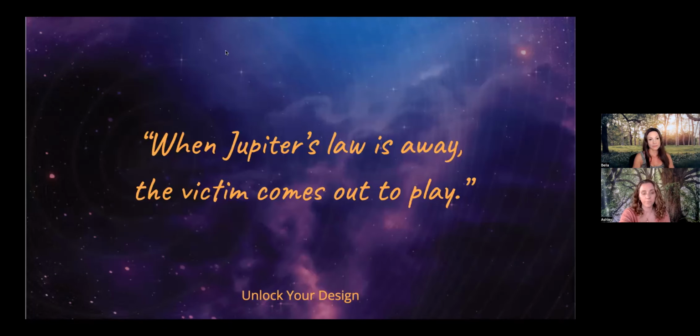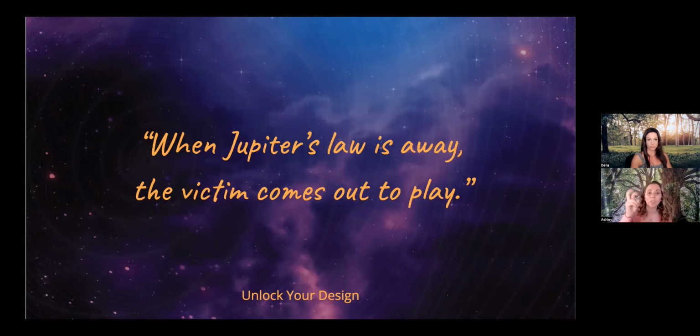Yeah, and this says when Jupiter's law is away, the victim comes out into play. This is only the case if you are feeling like, just like Mercury retrograde, if we are blaming something outside of us, we're not taking responsibility. And so the victim can come out. And if you're familiar with the Gene Keys, we have the different victims. The victim comes out of the shadow.